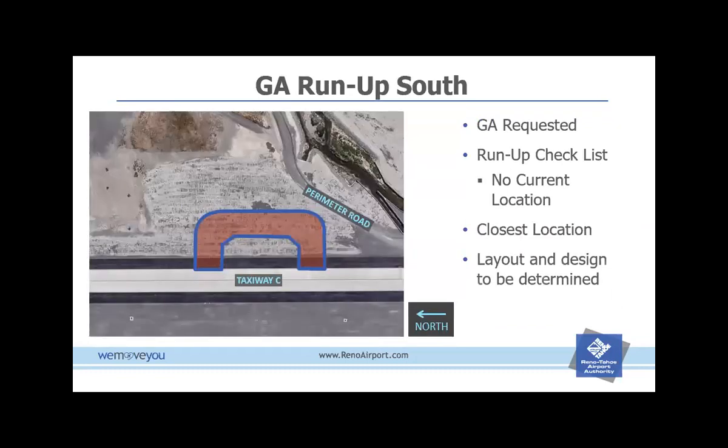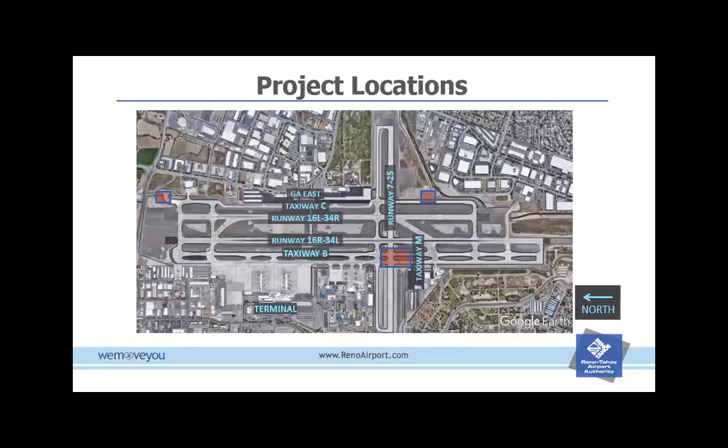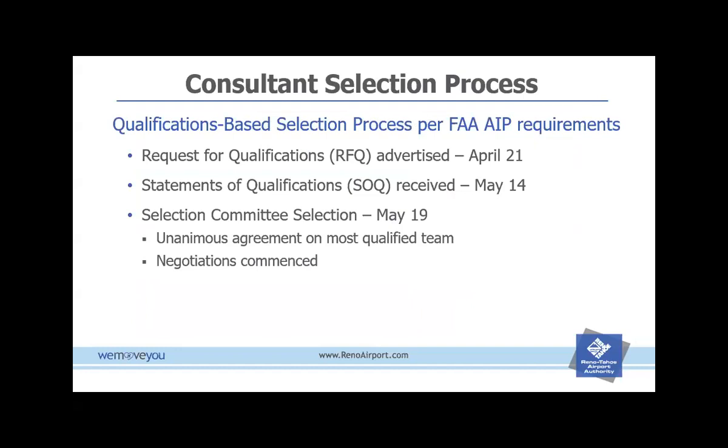And then this is a schematic design for the south GA run-up too. All the same requirements and things that we discussed for GA North apply to this one. And then zooming back out, so you guys can see the areas again: the GA run-ups are off of Taxiway Charlie there at the top of the screen, and then Taxiway Mike and Bravo at the bottom.